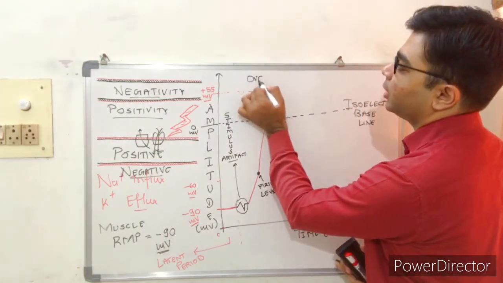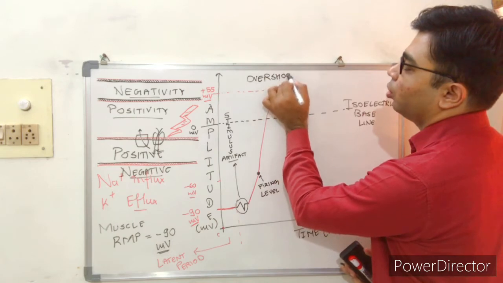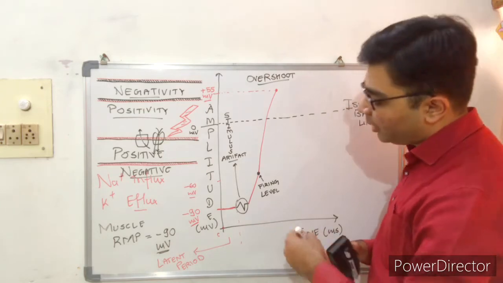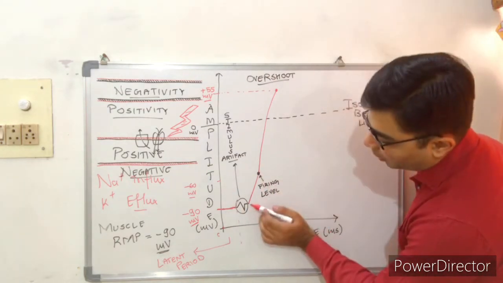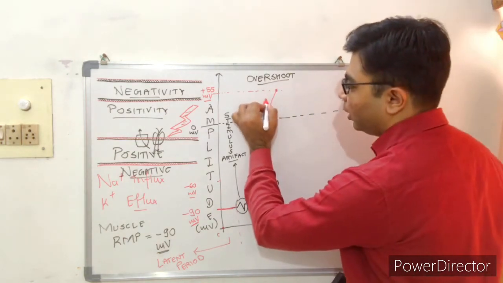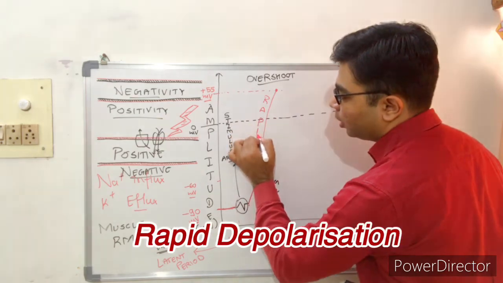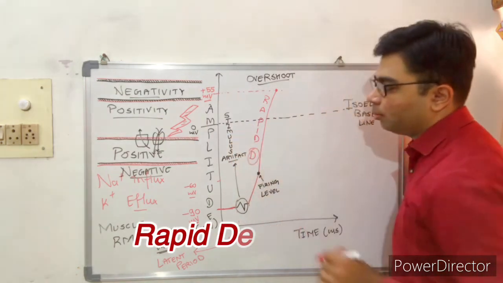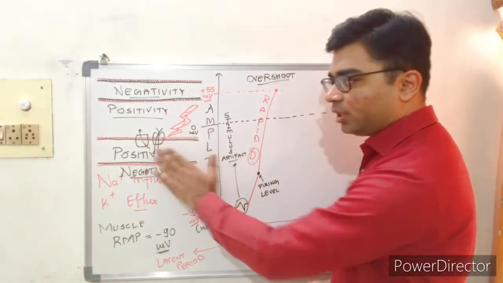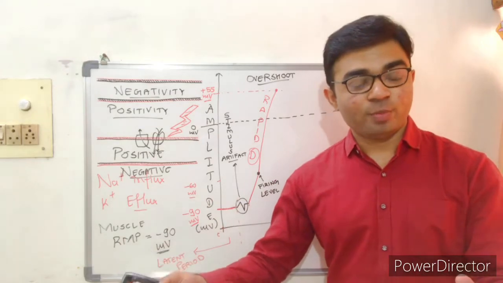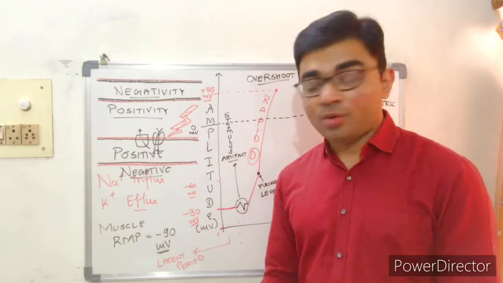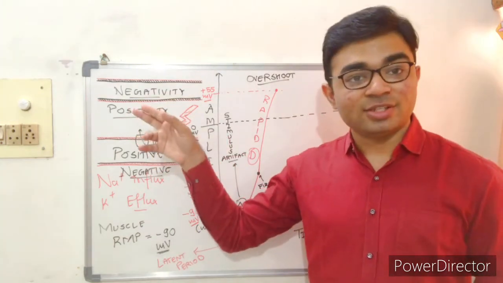Now this particular level is known as an overshoot. Let me write it over here, that this is overshoot. And this process is occurring very rapidly. So this particular line, starting from the stimulus artifact up to the overshoot, is showing the rapid depolarization. Now once the stimulus is applied, all the sodium ions are opened up, there is more concentration of the sodium ions inside. Now the reverse of this is going to occur.